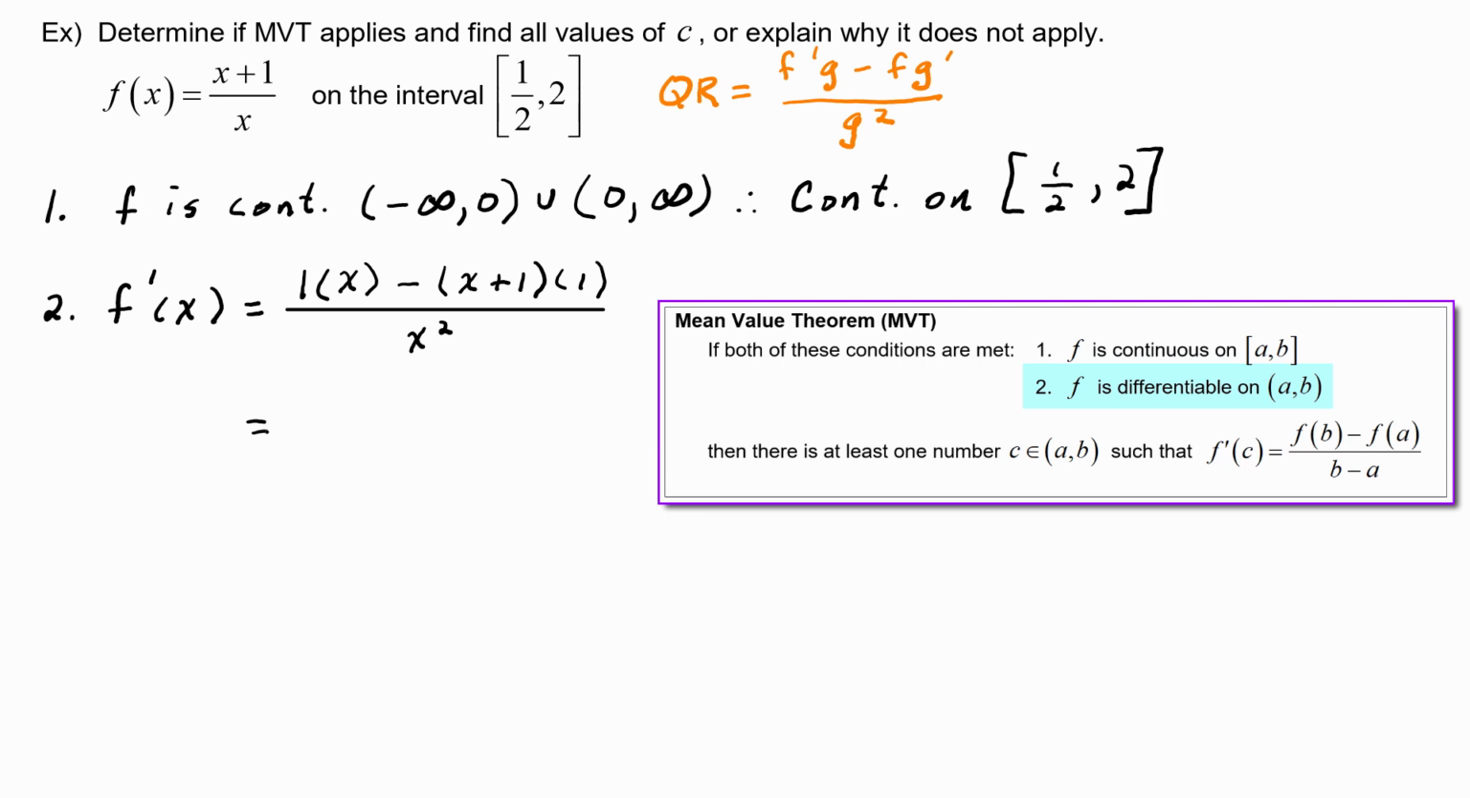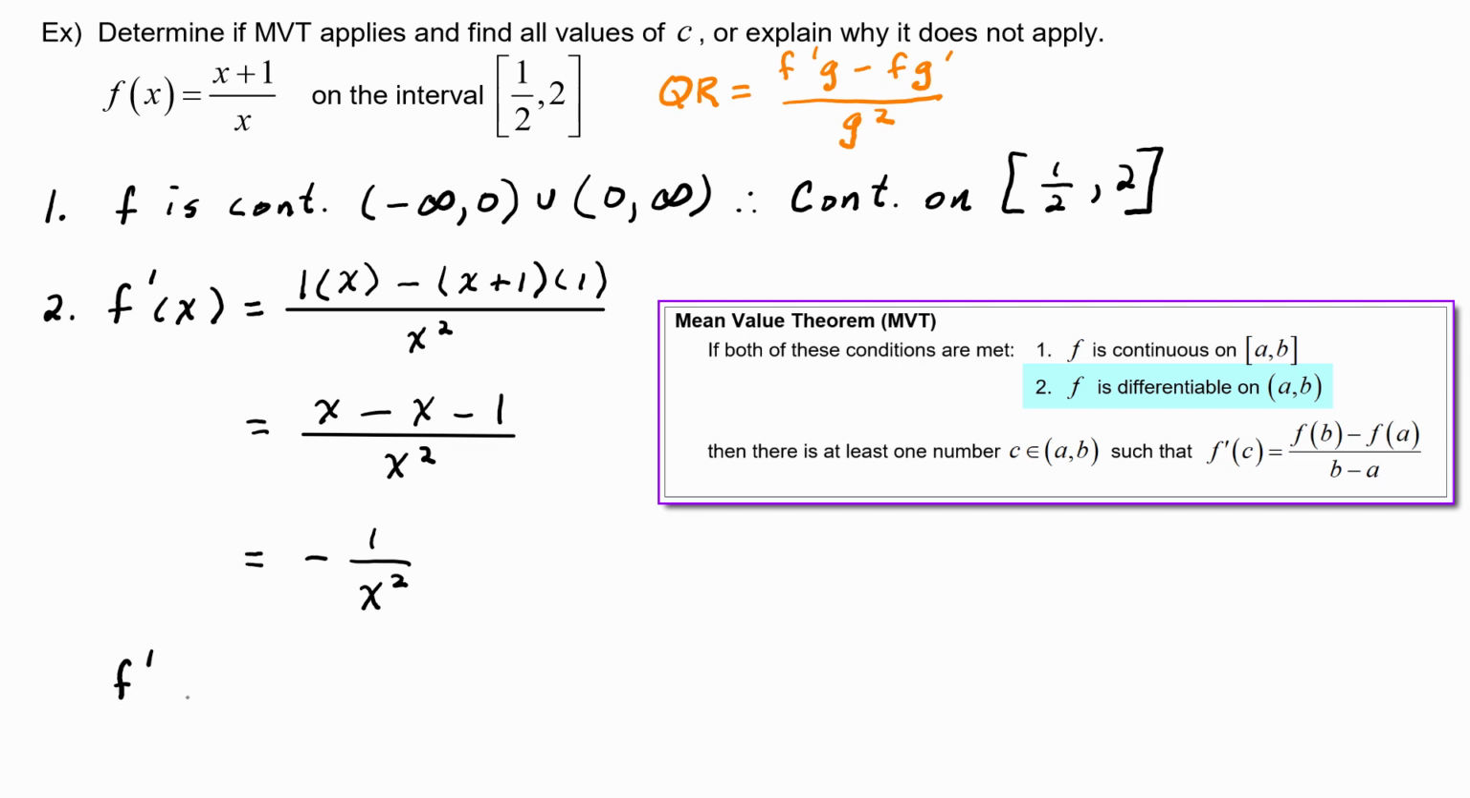Now this simplifies to be x minus, we have 1 times this x plus 1, so really all we need to do is to distribute this negative sign to both terms. So we will subtract x and subtract 1. Put that over x squared. So f prime is just going to be negative 1 over x squared.